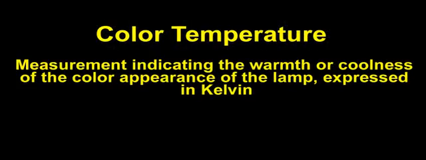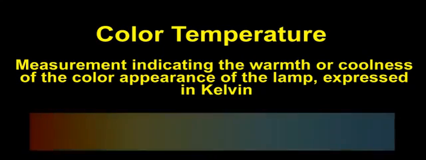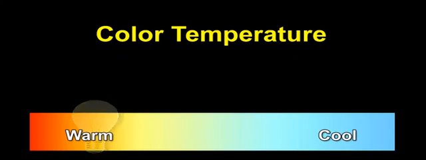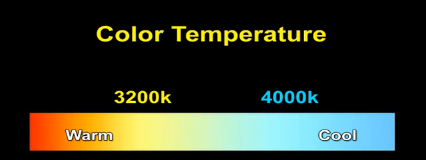Color temperature is the measurement indicating the warmth or coolness of the color appearance of the lamp, expressed in Kelvin. Here's how it works. The higher the color temperature, the cooler or more blue-white the appearance. The lower the temperature, the warmer the appearance and the yellower the light. Normally, lamps rated at below 3200 K are warm sources, while lamps rated above 4000 K are white sources.